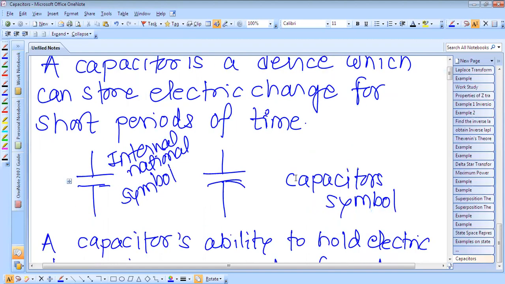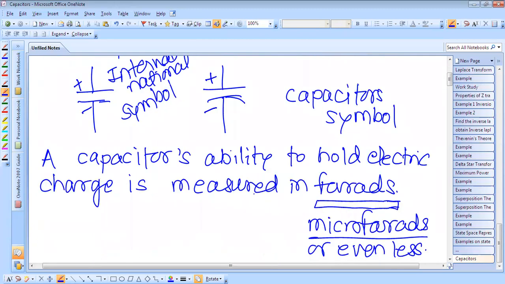And the symbol for this is generally this, the international symbol of the capacitance. It is generally denoted by these two plates of the capacitor, and this is what we find in different books. The capacitor's ability to hold electric charge is measured in farads. Farad is the unit of capacitance. Many times capacitors are rated in microfarads or even less than a microfarad.